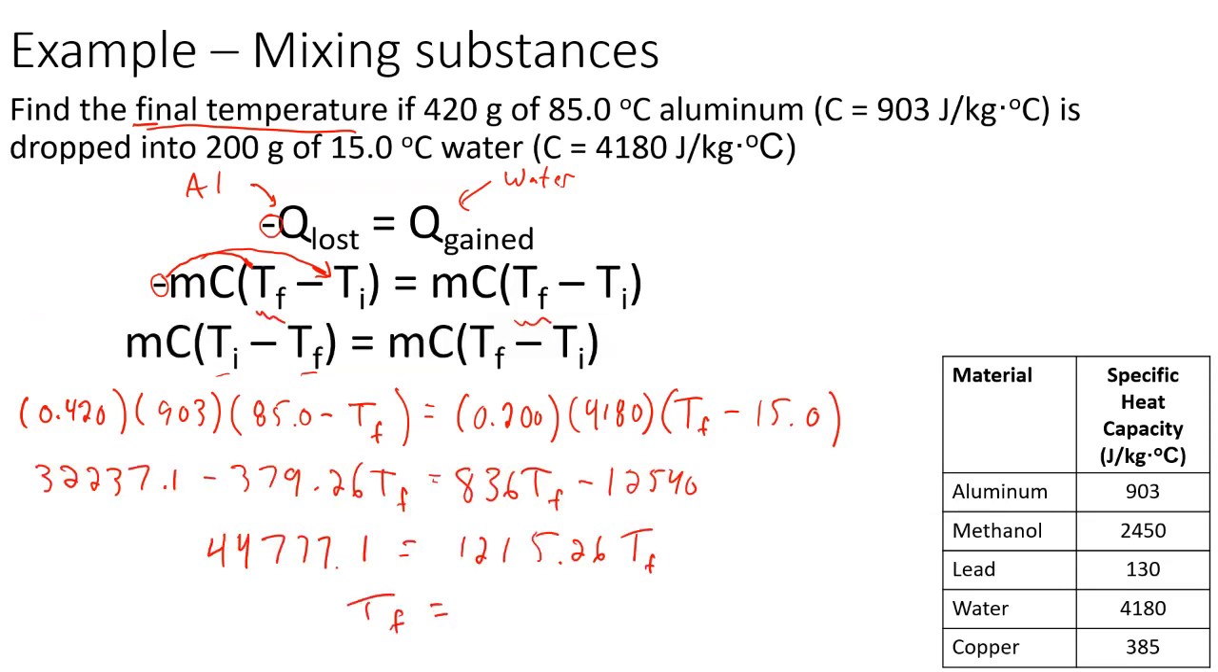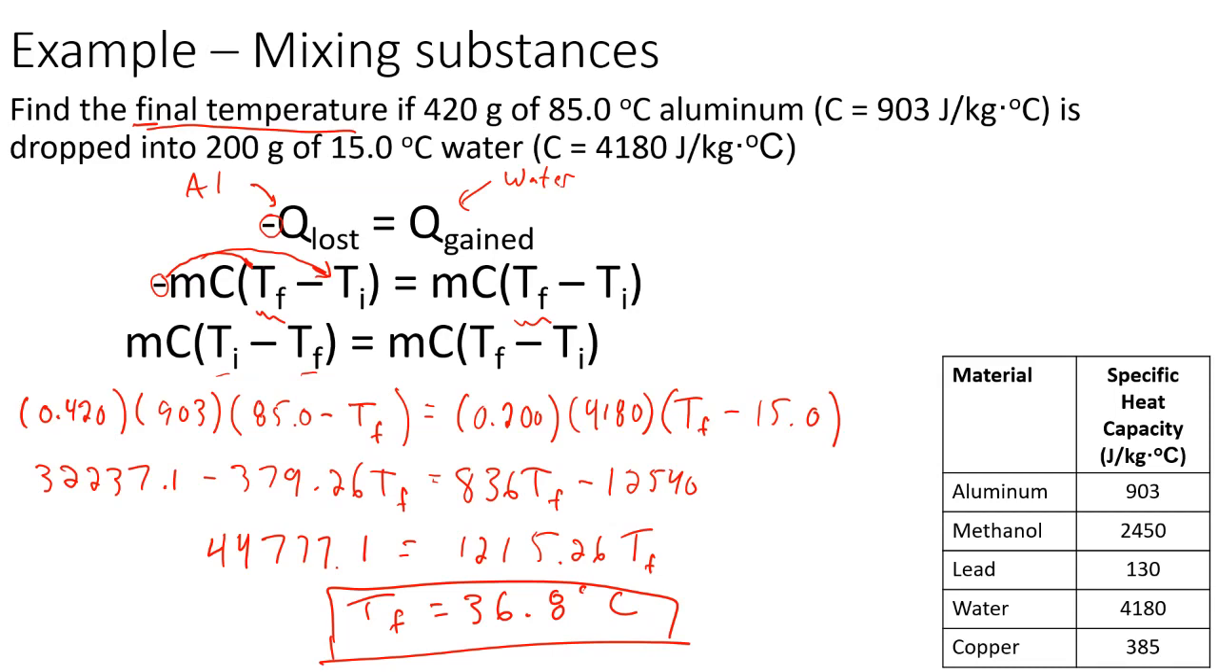Okay, so our final temperature of this mixture will be 36.8 degrees Celsius. And then we'll just ask the question, does that make sense? Yeah, our 36.8 is somewhere in between 85 and 15. So it makes sense that that number is within reason for what we're trying to find.